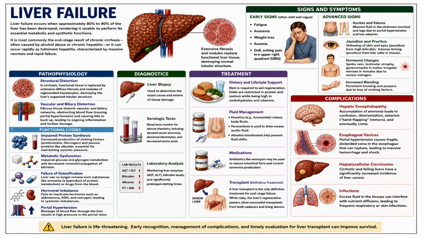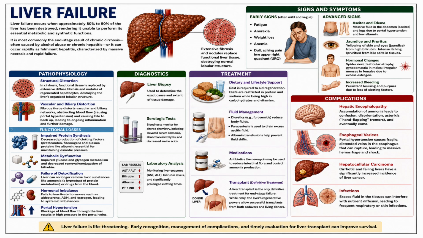Now, treatment focuses on supportive care and management of complications. Patients often require dietary modifications, diuretics, paracentesis to remove the fluid building up in the abdominal area, albumin replacement, which helps reduce fluid shifts, and medications to reduce ammonia production. However, in end-stage disease, a liver transplant remains the definitive treatment.